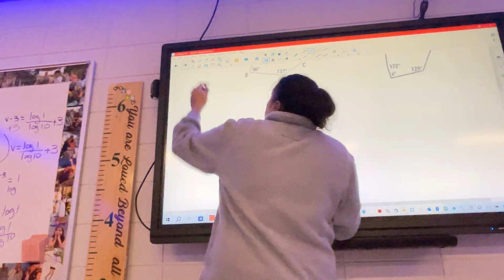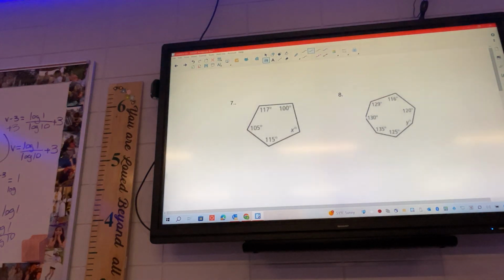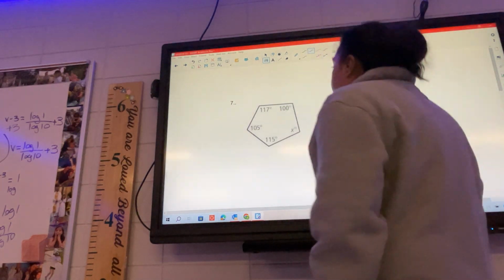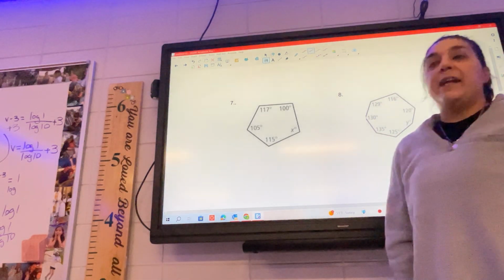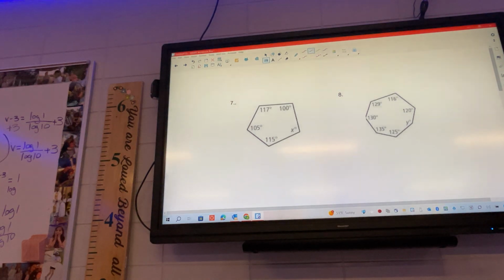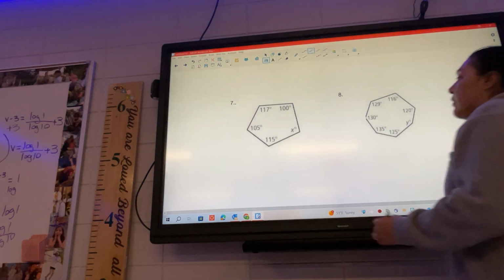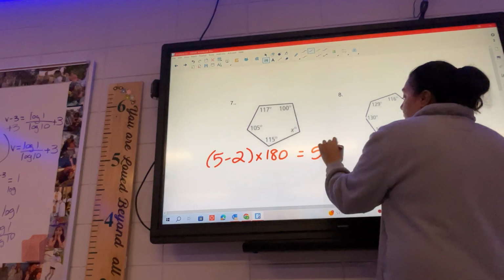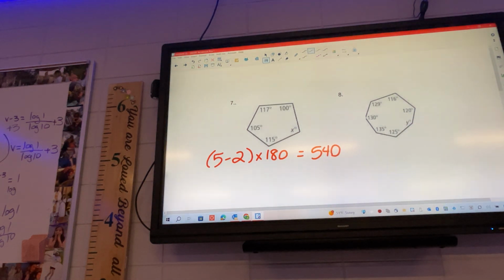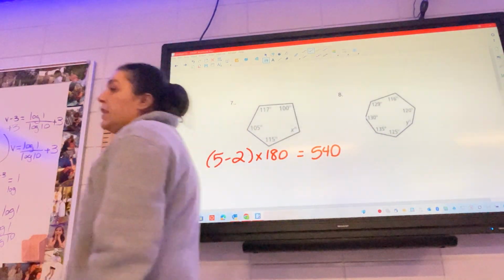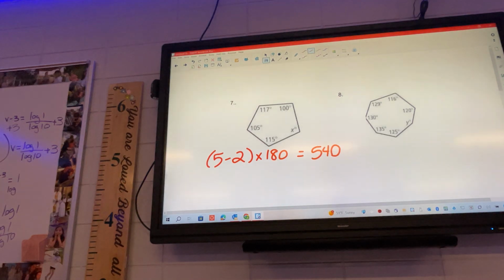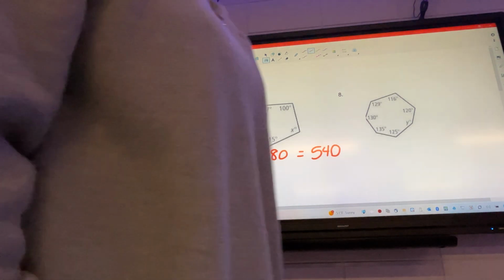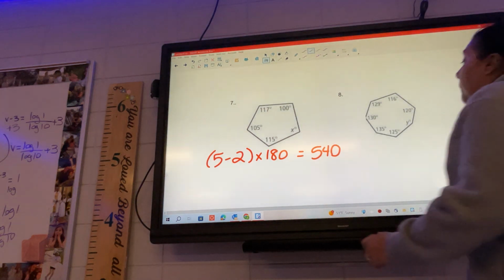Okay, look at number 7. How many sides are there? 5. So it's gonna be 5 minus 2 times 180. 540. Our last couple was 540 also. So we can say 540 minus and do all of the ones on the inside. So 540 minus 115, minus 105, minus 117, minus 100. You got 103? Yep.